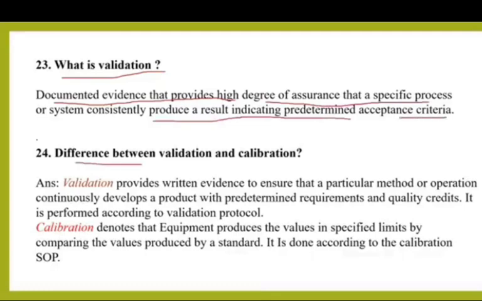So the difference between validation and calibration. Here you can see validation provides written evidence to ensure that a particular method or operation will continuously develop a product with predetermined requirements and quality attributes. It is performed according to validation protocol. So coming to the calibration. The calibration denotes that the equipment produces the values in specified limits by comparing the values produced by the standard. So calibration is done according to the calibration standard operating procedure.